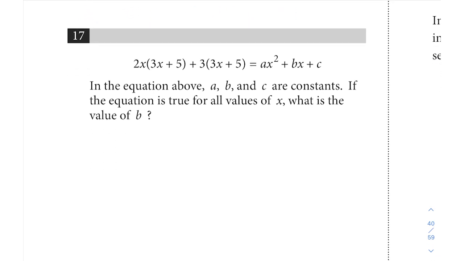Let's take a look at number 17. This one's a little bit more straightforward. So here, they give us an equation, and the question reads, in the equation above, a, b, and c are constants. If the equation is true for all values of x, what is the value of b?